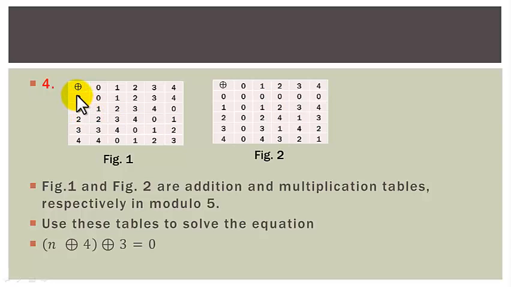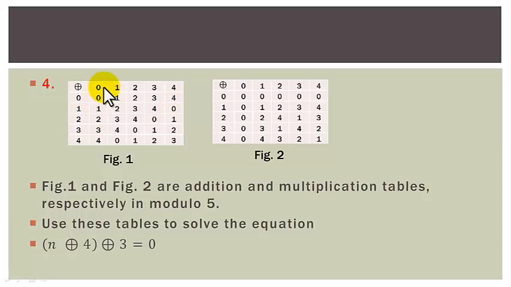In addition table, we are adding in modulo 5. 0 plus 0 is 0, 0 plus 1 is 1, 0 plus 2 is 2, 0 plus 3 is 3, 0 plus 4 is 4. 1 plus 0 is 1, 1 plus 1 is 2, 1 plus 2 is 3, 1 plus 3 is 4, 1 plus 4 is 5, and 5 in modulo 5 is 0. Then you have to divide 5 by 5. That will give us 1, remainder 0. 0 is what we write here.